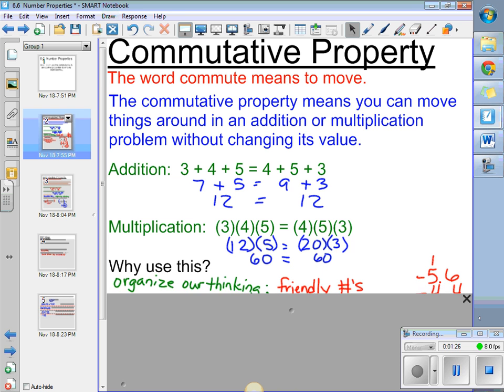Why would we use this? Well, we can organize our thinking that way, and we can work so we get friendlier numbers. With the addition problem, that didn't work out so well. But for the multiplication problem, anytime I can work with something that's a multiple of 10, I think it's easier to work with, especially when I'm multiplying.